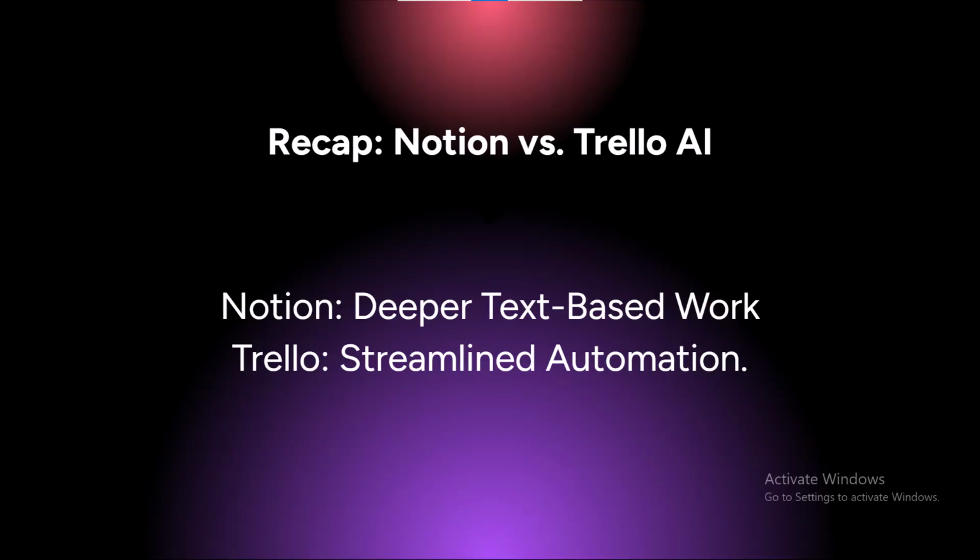So, when do you use each tool? Think of Notion as your go to for deeper text based work like outlining, summarizing, and writing. Trello's strength is in its visual task management and seamless automation. By integrating an AI power up, you can streamline your workflow and keep projects moving forward.